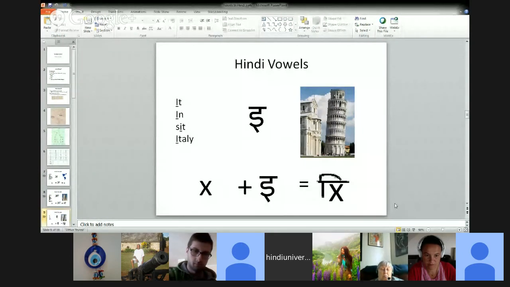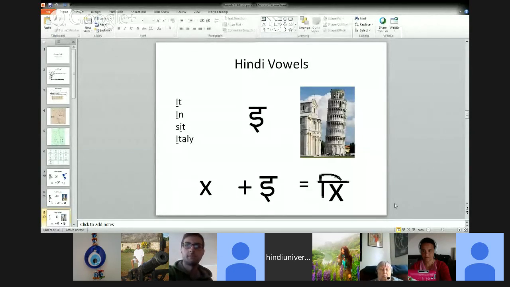Right? It, small it when you write. There is an E sound in it. In has an E sound in it. In, sit. A soft E. Sit. Italy has an E sound in it. Right? What other words can you think of?